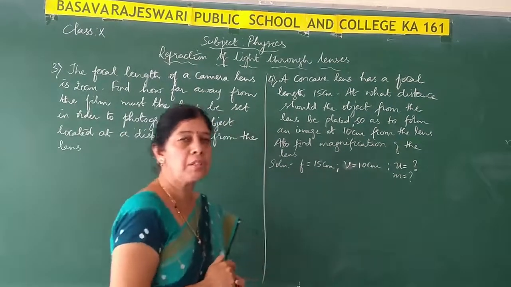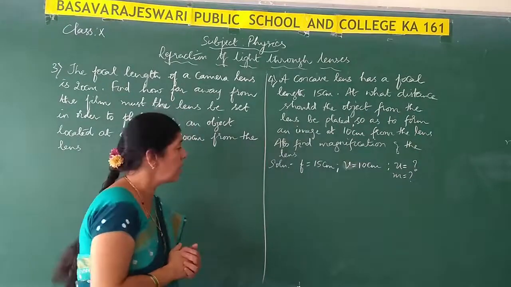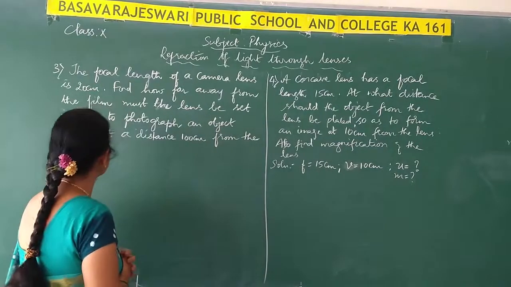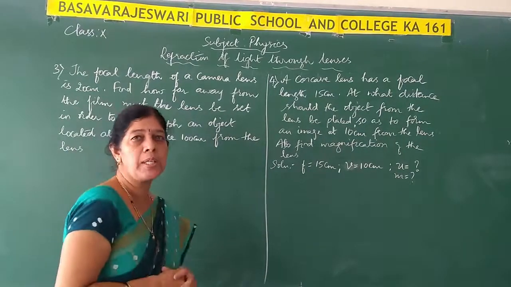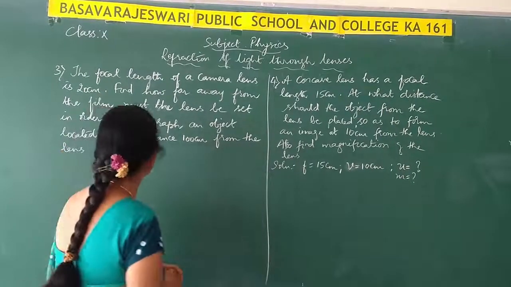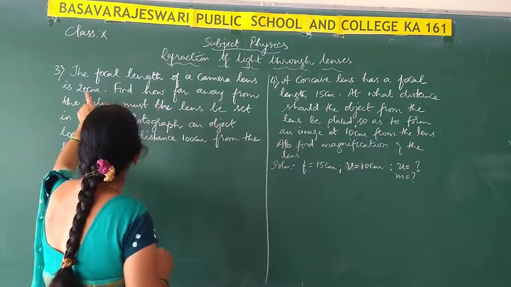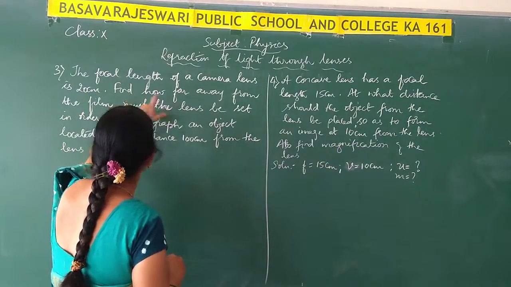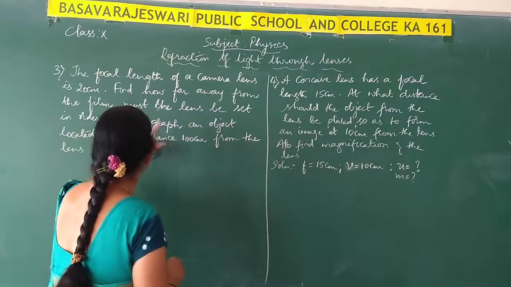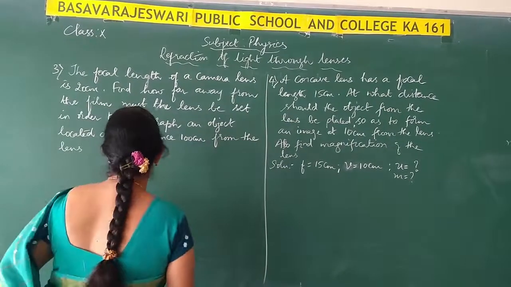Hello children, we shall continue with the numerical problems on the refraction of light through lenses. Next problem, the focal length of a camera lens is 20 centimeter. We know that in a camera we are using a convex lens, so in this problem it is understood that it is a convex lens. Find how far away from the film must the lens be set in order to photograph an object located at a distance of 100 centimeter from the lens.